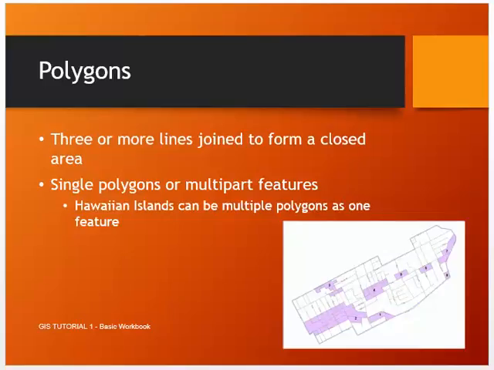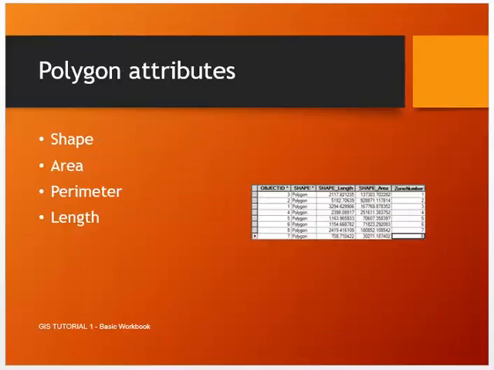Sometimes you can have one polygon representing one feature, or you can have multiple polygons representing a feature. Think of the Hawaiian Islands. It's multiple polygons, but it's really one feature, it's one state. So the attributes that you get in the polygons: shape, area, perimeter, and length.